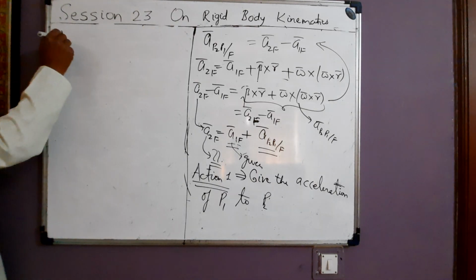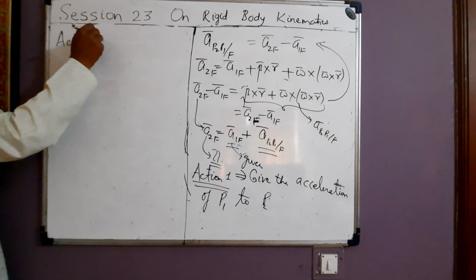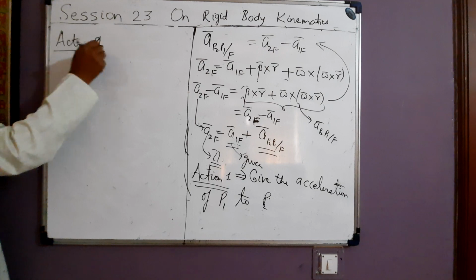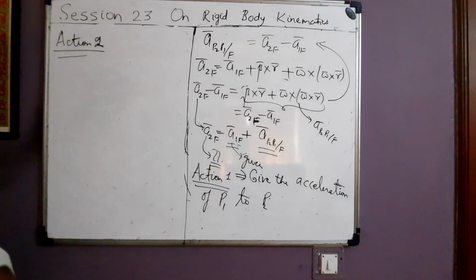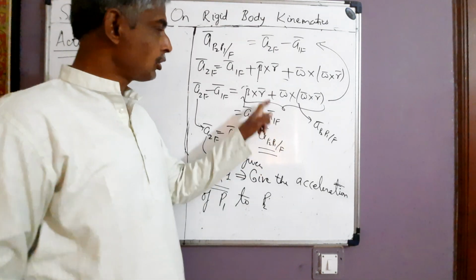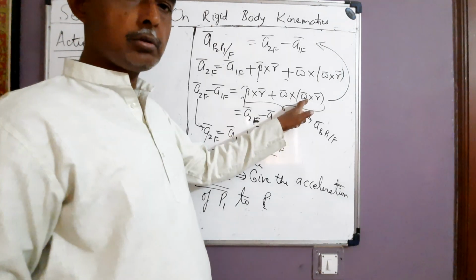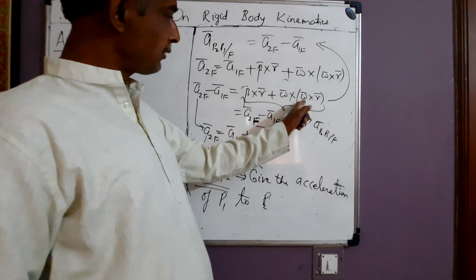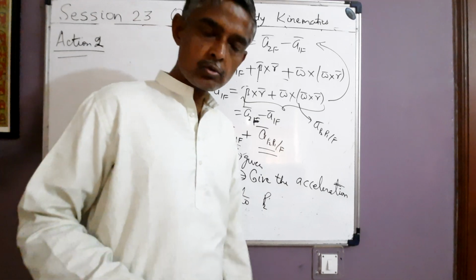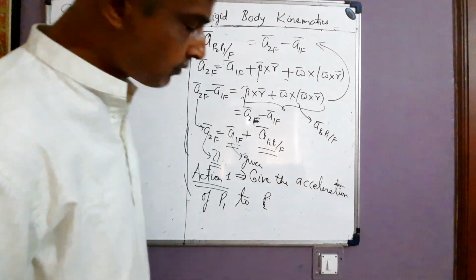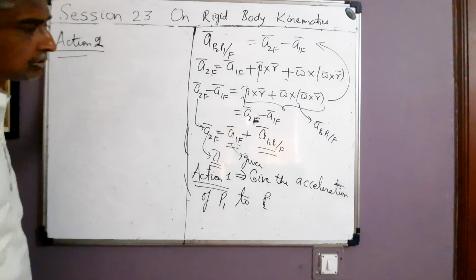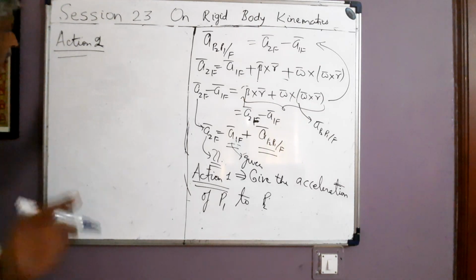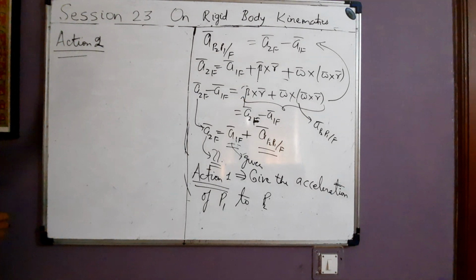Now I take the second action. The second action is the evaluation of this term without using that determinant notation, the IJK method. That is very lengthy. We have to evaluate these two terms in an easier way, so the time calculation is minimized. Okay. So action 2 is what you must understand.